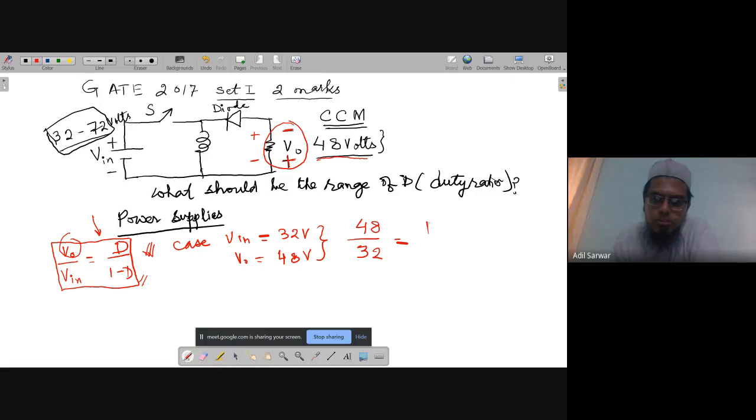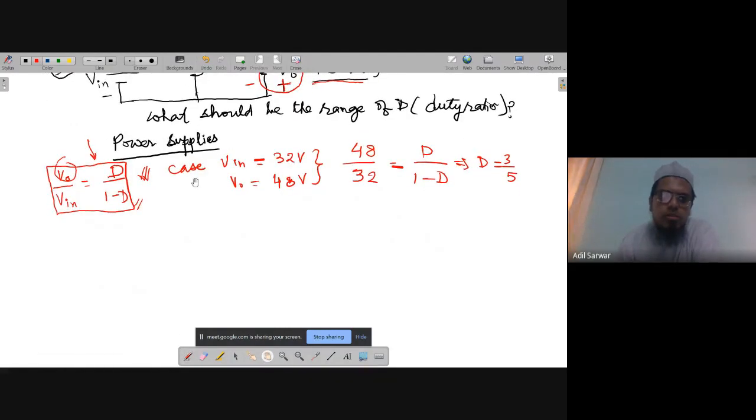So 48 by 32 is equal to D by 1 minus D. So if you solve this, you will get D equals 3 upon 5, I think. 3 upon 5. Similarly, when you take the second case, case 2, when the output voltage is 48, input voltage is 72 volts. So input voltage is 72 volts and the output voltage is 48 volts.